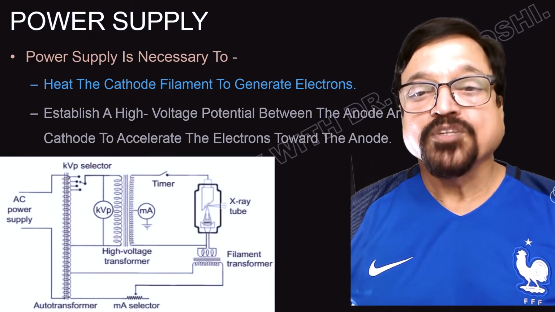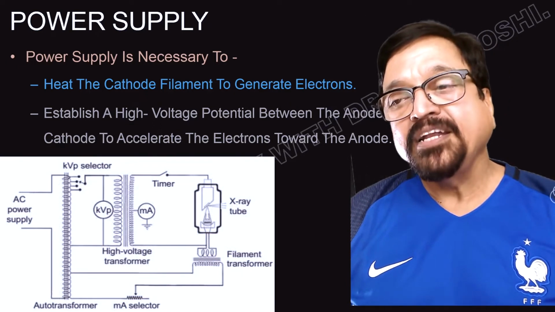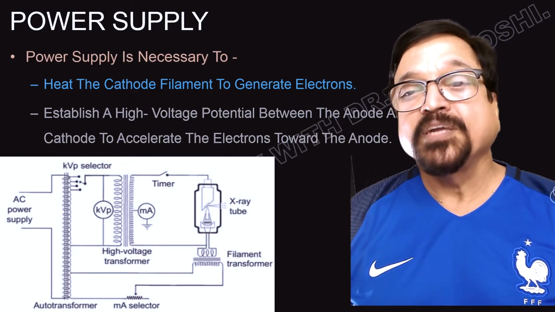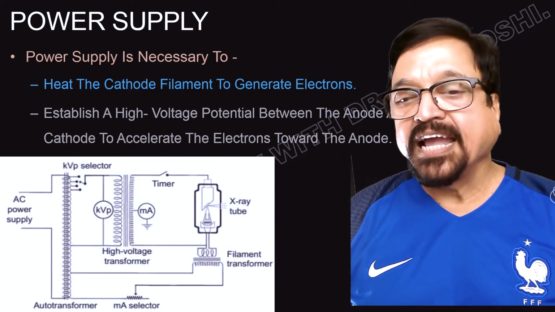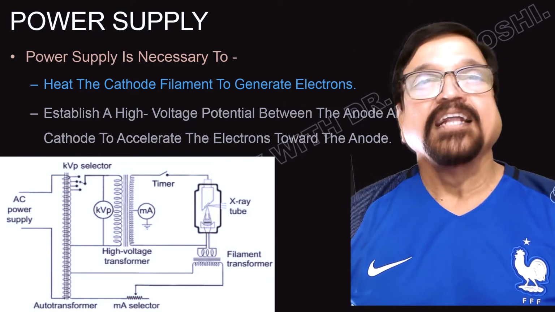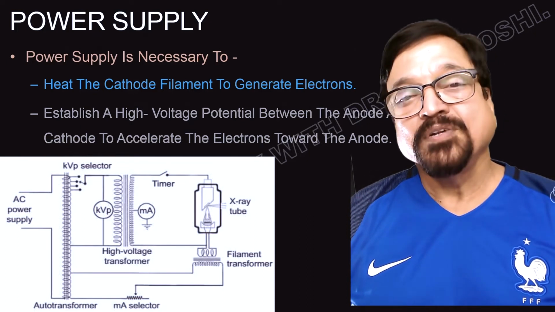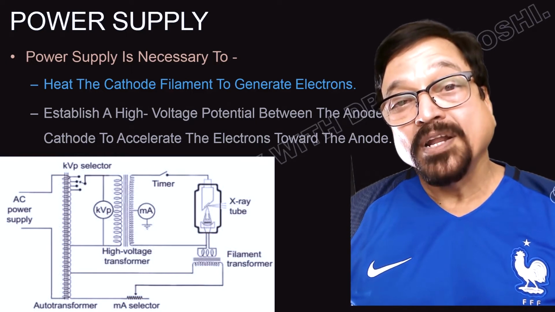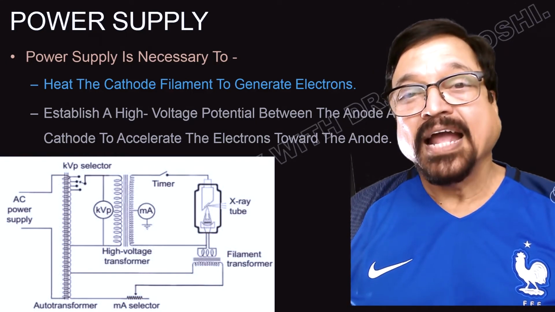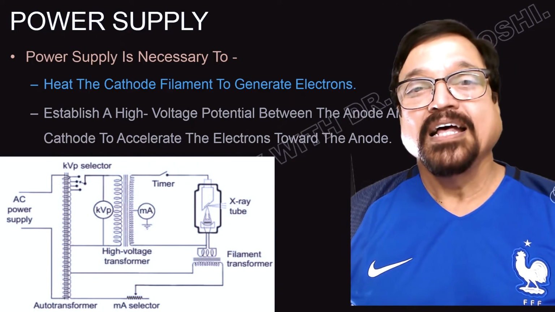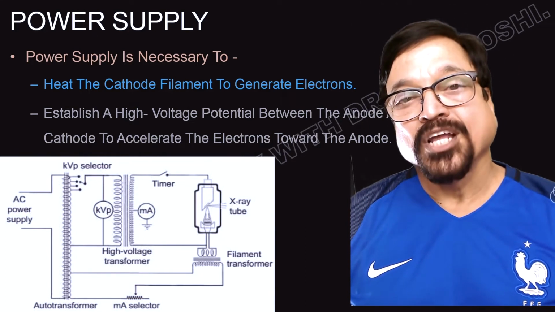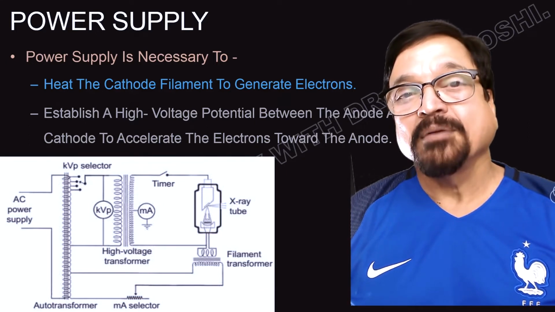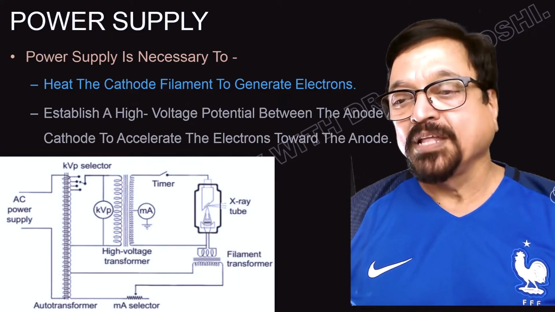Now what does the power supply do? It heats the cathode filament to generate electrons. An electron cloud is generated by them, and a high voltage potential is established between the anode and cathode to accelerate them. Once there is a difference between anode and cathode, there will be more and more acceleration, and more acceleration will result in more and more X-ray production, or better kVs. Large capacity X-rays will be produced from them.